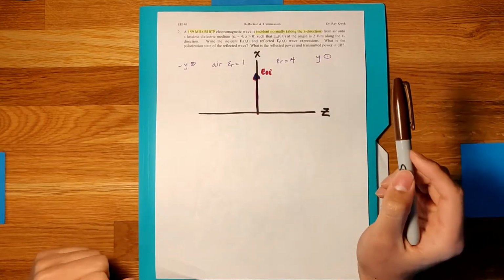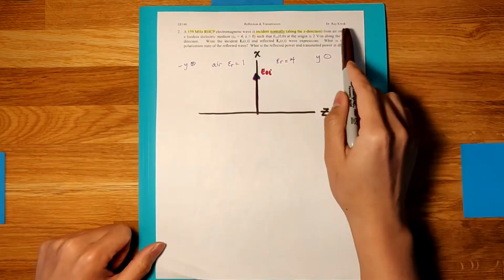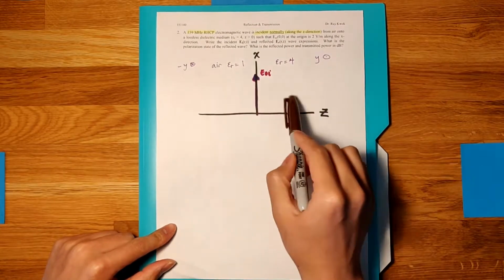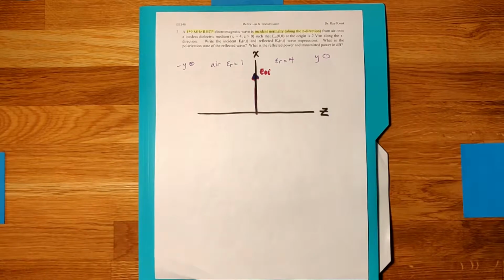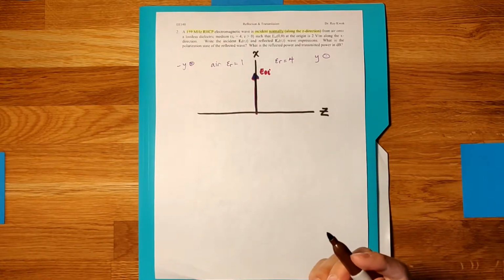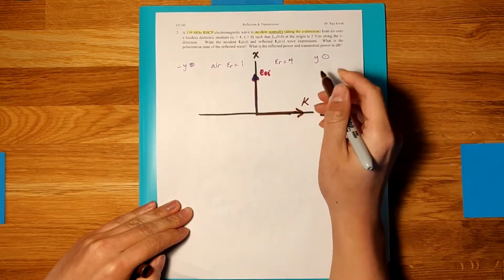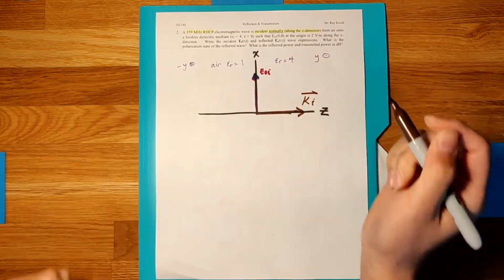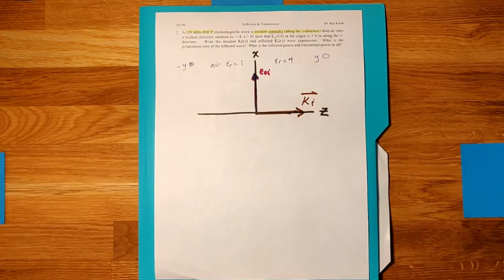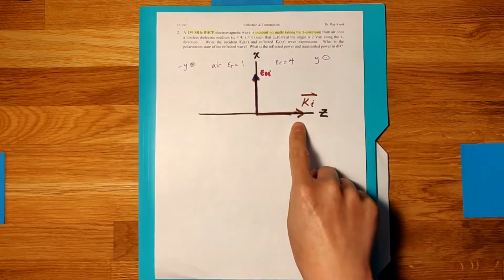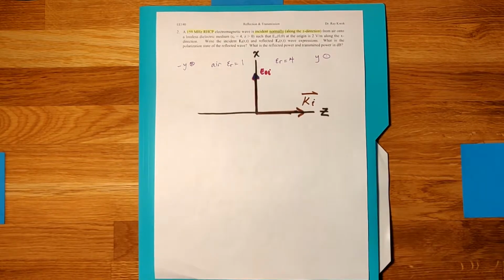Then it is also stated that it goes from air onto a lossless dielectric medium. So it goes from this direction to this direction, which means that that is essentially our k vector. So k will look something like this, K I. This is our incident electric field. And just to note that Ki is along the z direction, just as stated in the problem.